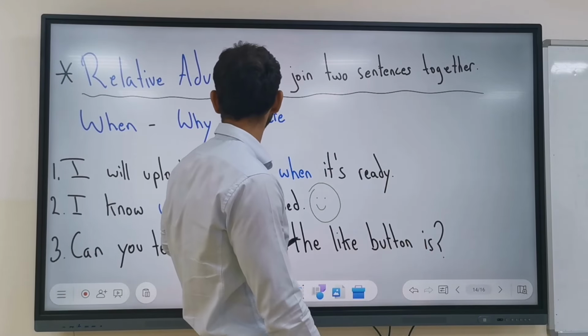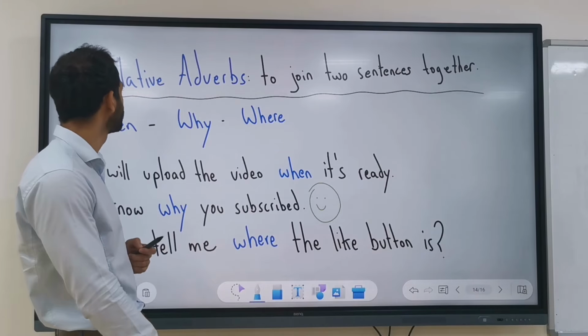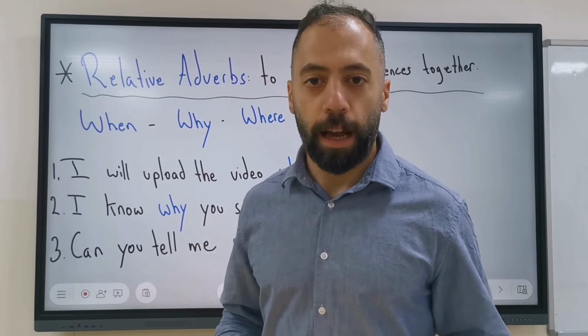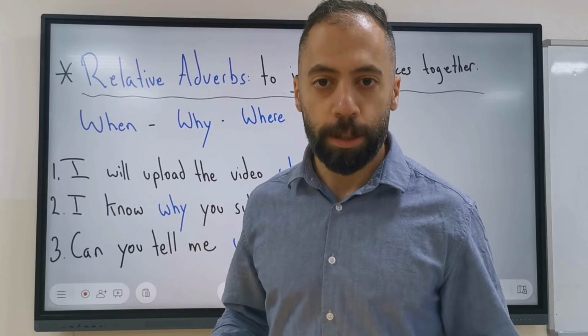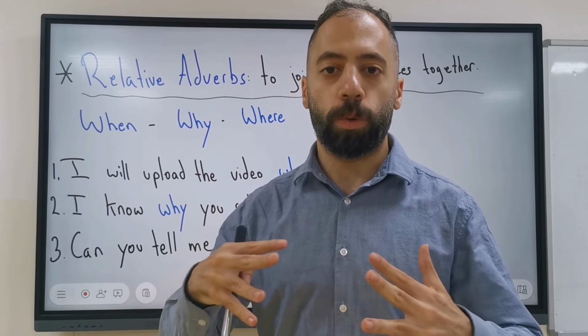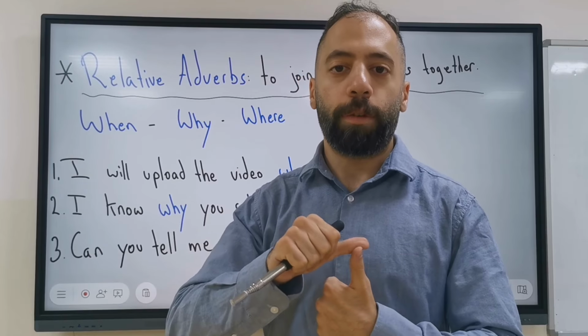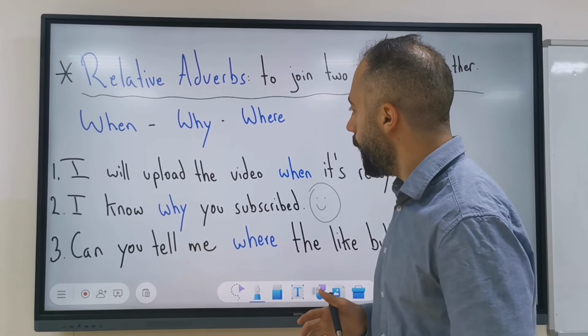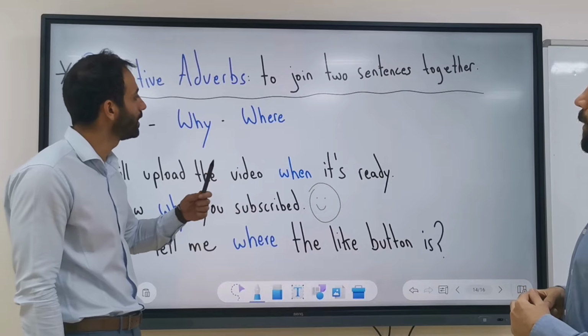Flipping to the fourth topic, relative adverbs. You know, relative adverbs are probably the easiest of the bunch. They simply help you join two sentences together. Now we have three main relative adverbs that we are responsible for. What are they, Mr. Khaled? We have when, why, and where.